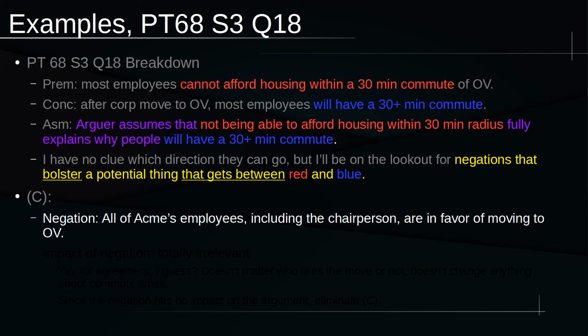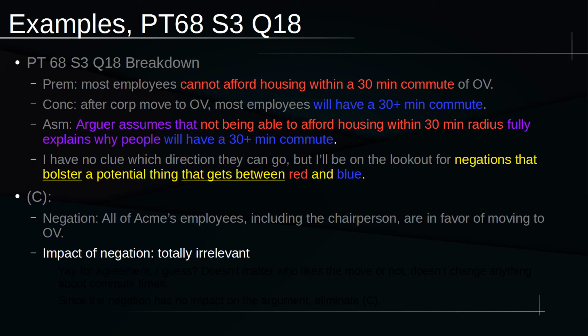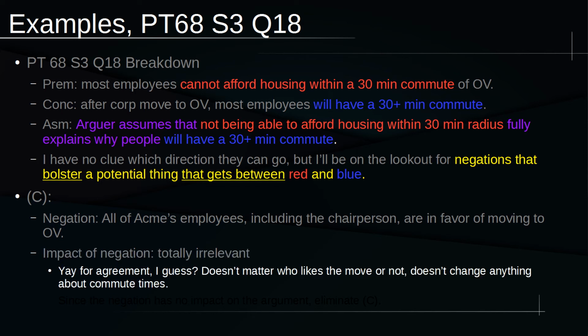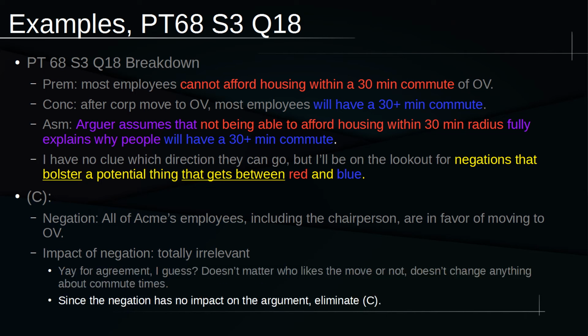Pushing on to C here. Negating this gives us all of Acme's employees, including the chairperson, are in favor of moving to the new location. This mercifully is also totally irrelevant when it comes to the impact of this negation. Yay for agreement, I guess. It doesn't matter who likes to move or not. That doesn't change anything about the actual commute time issue. So as per usual, since the negation has no impact on the argument, we eliminate C.